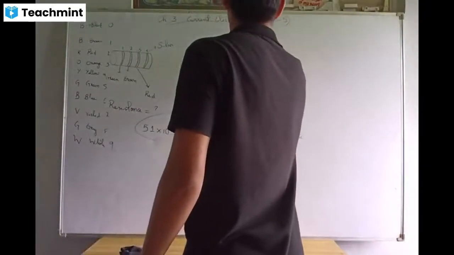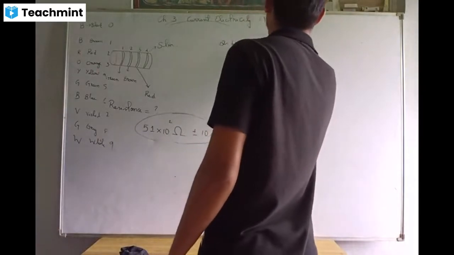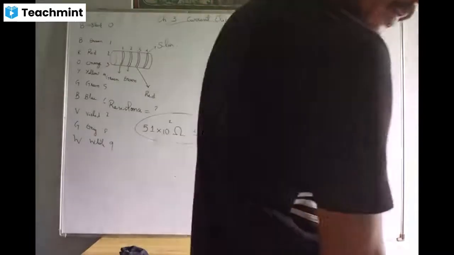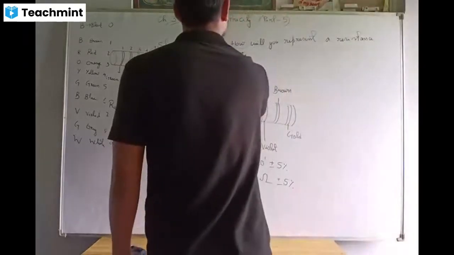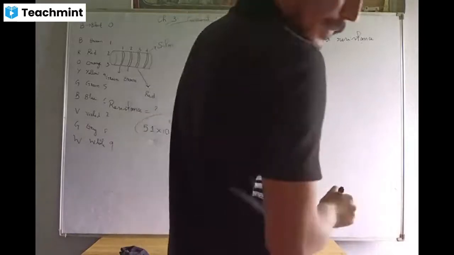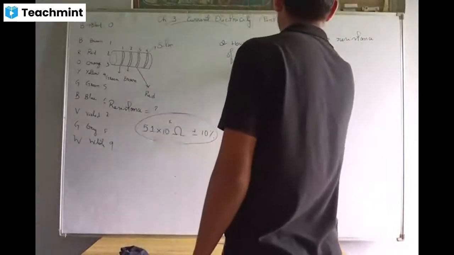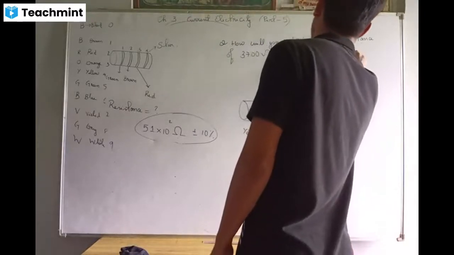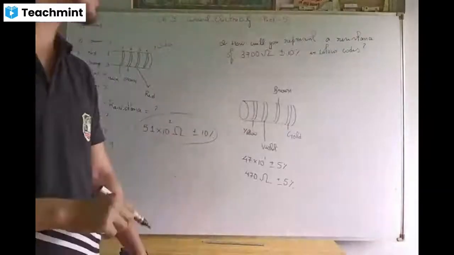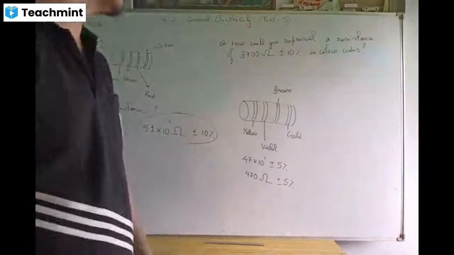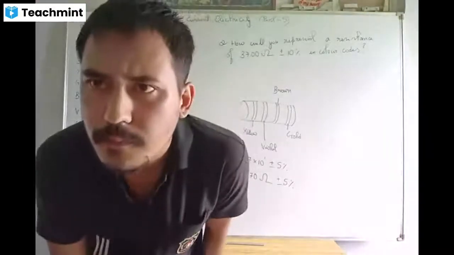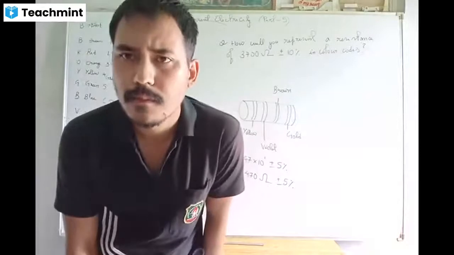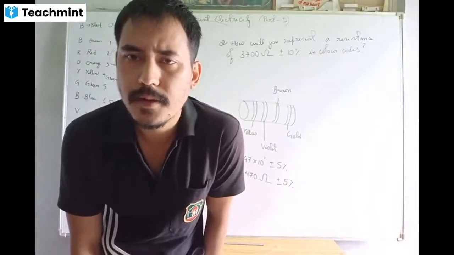One last question. How will you represent a resistance of 3700 ohm plus minus 10% in color codes? A very good question for you. How will you represent a resistance of 3700 ohm plus minus 10% in color codes? Any answers, you can please comment.